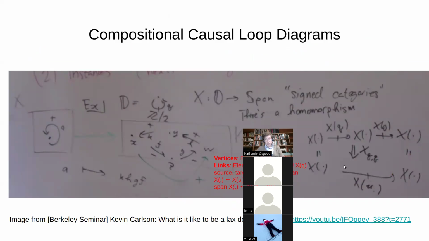And the compositors give the rules. The compositors say, okay, if you have a negative arrow coming, which is the image of this, it's the negative arrows again are from the apex of the span here, X of Q.